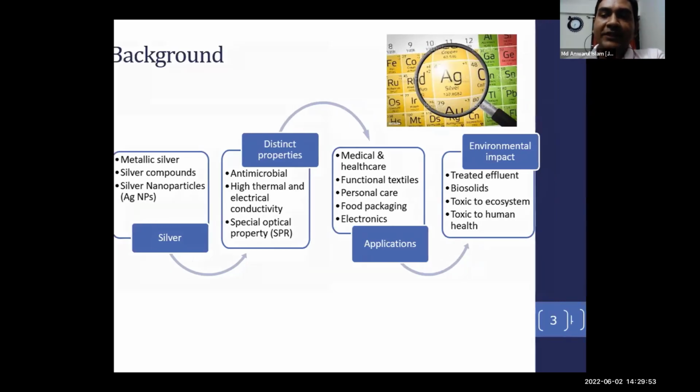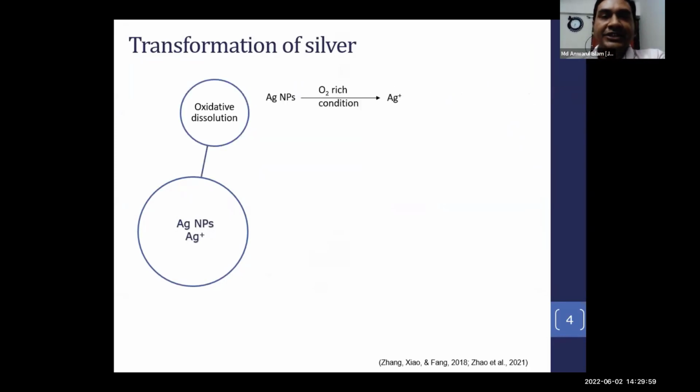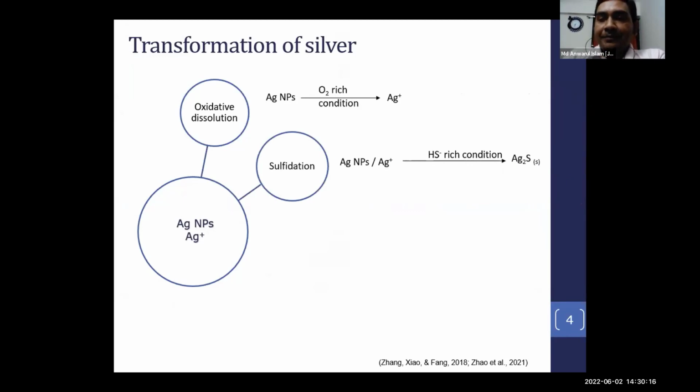Now, when the silver species come to the natural environment, we can see transformations. Oxidative dissolution happens in an oxygen rich environment, where silver nanoparticle can be transformed into silver ions. Then the sulfidation, which is one of the most stable forms, when the environment is hydrogen sulfide rich, the silver species basically transform into silver sulfide.